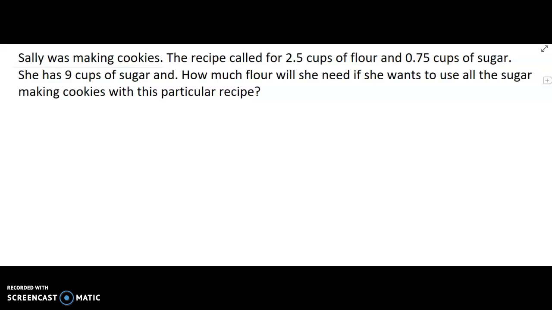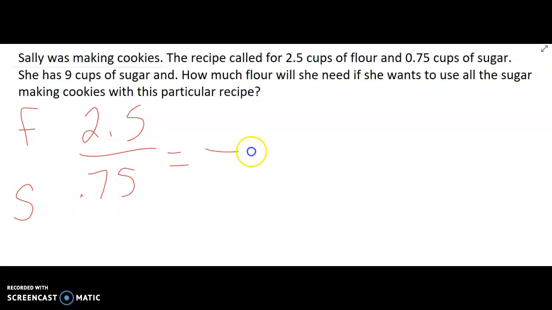Well, this is what I'm talking about with the whole scaling thing. So we're going to put flour on the top, sugar on the bottom. The biggest thing with solving proportions is you've got to stay consistent. If I'm going to put 2.5 cups of flour on the top compared to 3/4 of a cup of sugar in the bottom, then when I set up my other ratio, 9 cups of sugar has to be in the denominator because that's where the sugar lies, right? My unknown value, in this case, I'm going to use a lowercase f. I can use any variable I want. It's going to represent the amount of flour I need if I want to use all 9 cups of sugar.